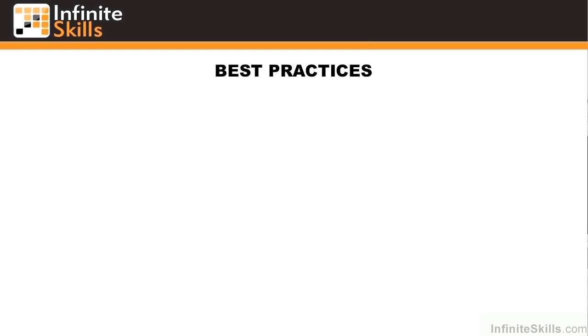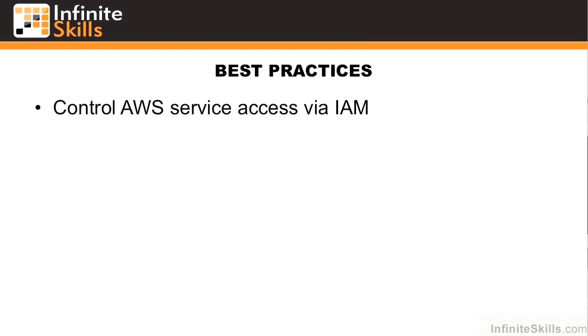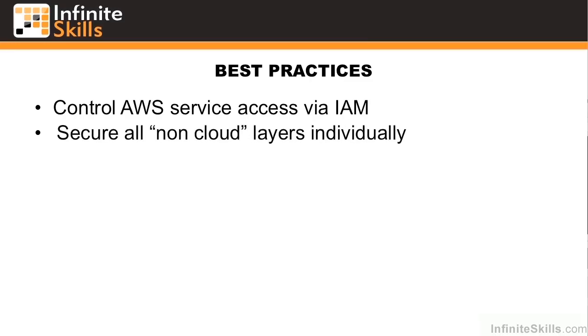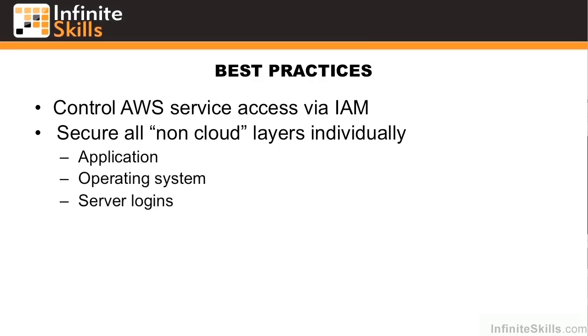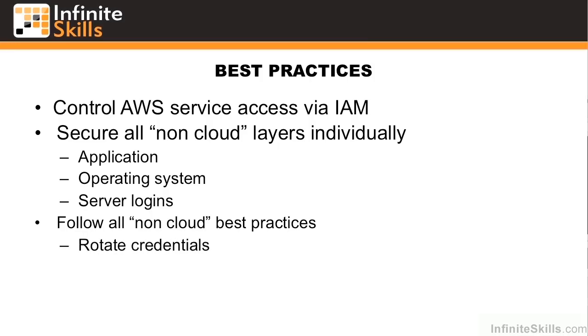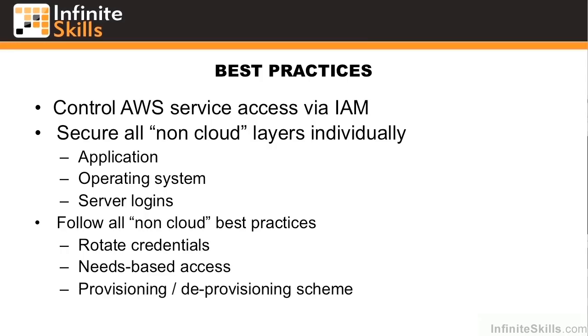Some of the other best practices to look at. Try to control AWS service access via IAM. Try to secure all non-cloud layers individually, and maybe even have concentric layers of security in your application, operating system, and server. Again, try to follow all non-cloud best practices, such as rotating credentials, providing needs-based only access, and provisioning and deprovisioning users as they come and go from your organization.